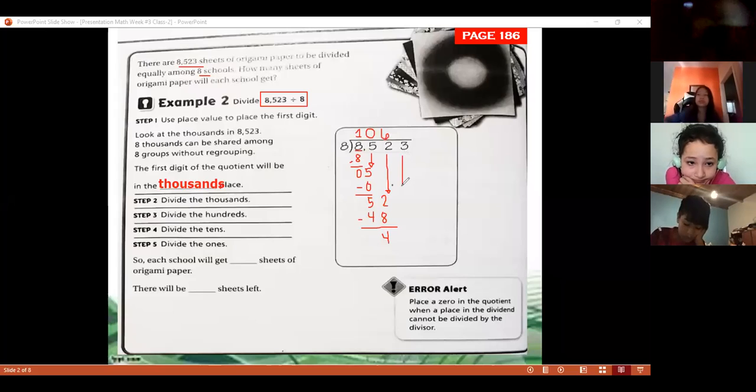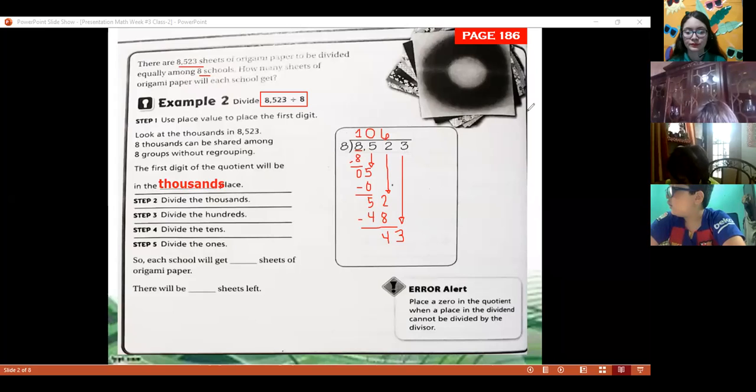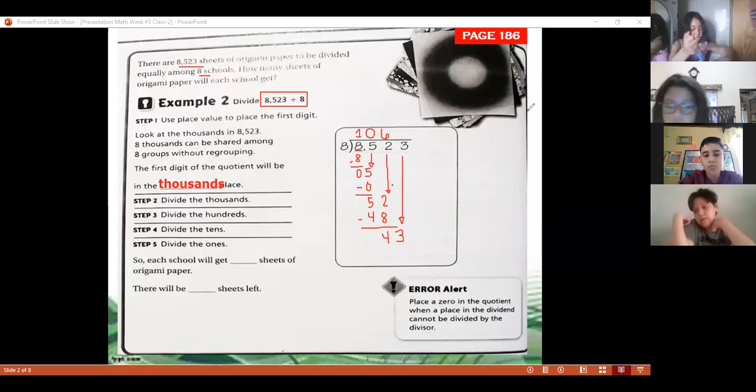The next step is to put down the next digit. Down. That is going to be number 3. That's right. So we have 43 now. 43 divided by 8. It's impossible to divide 43 equally into 8 groups.